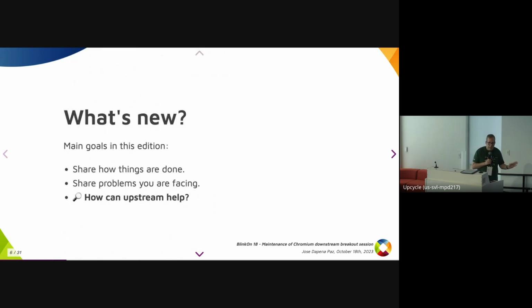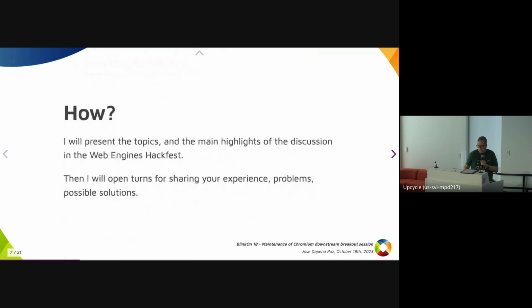Okay, so the main goals of this talk are basically first, sharing a bit how things are done in downstreams, sharing those problems people are facing, focusing. The focus in this case is on how can upstream help to make things easier for downstreams. Okay, so I'm going to present the topics, the highlights on the discussion that happened on the Web Engines Hackfest, and then I will open turns for people that want to share experience if they want, or problems, or possible solutions.